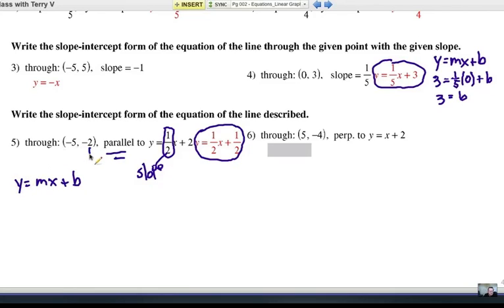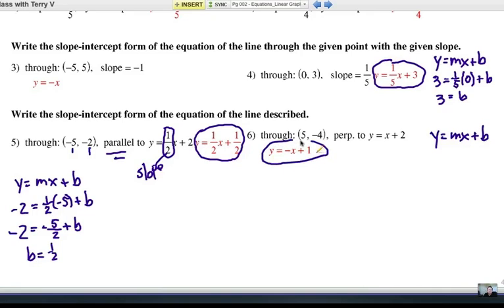The y value we're going to try is right there, negative 2. The slope is 1/2 because it's parallel to that other line. And x is this one right here, negative 5. And we are going to find our y-intercept. So negative 2 equals negative 5/2 and plus b. All right, we're going to add 5/2 to each side, so that would give us positive 1/2. All right, well there's our slope and there's our y-intercept. Okay, next.